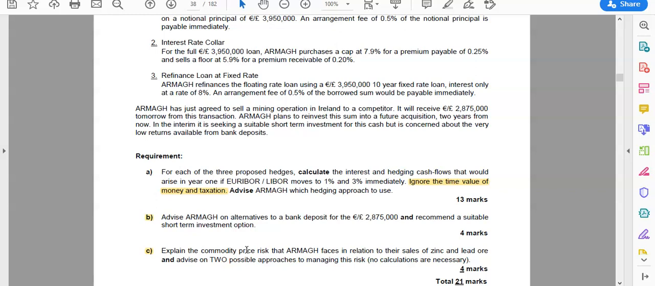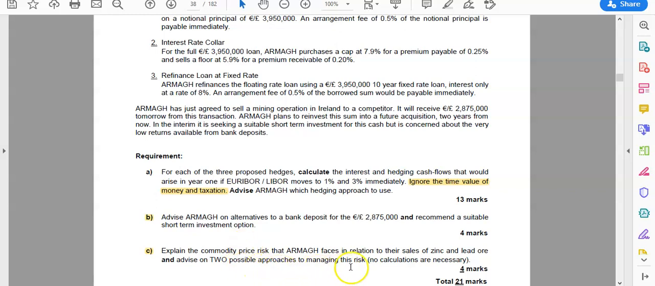They don't know what their prices are going to be. So your revenues could fall dramatically, but you'll still have a high level of fixed costs. So that's the big commodity price risk here, the volatility in their income, because they don't know what they're going to sell the zinc and the lead ore at every day. That's all I have to say.